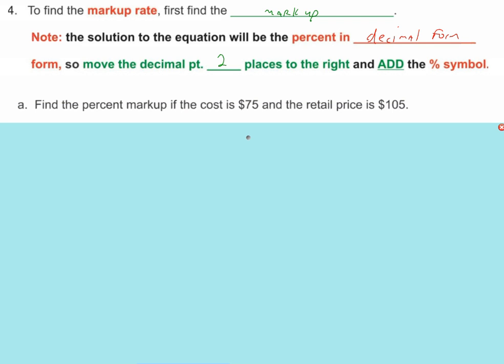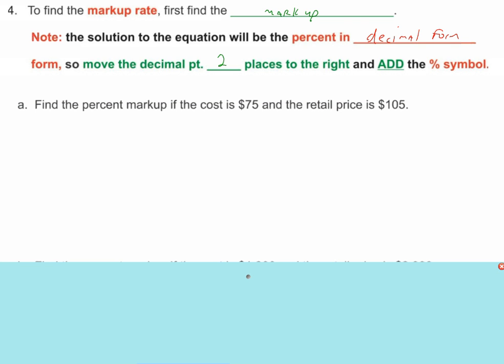All right, let's do a couple problems. First one, find the percent markup if the cost is $75 and the retail price is $105. Now look, in this one, because I'm looking for the percent markup, I'm going to use that formula first. I'm going to use the markup equals the percent markup times the cost.